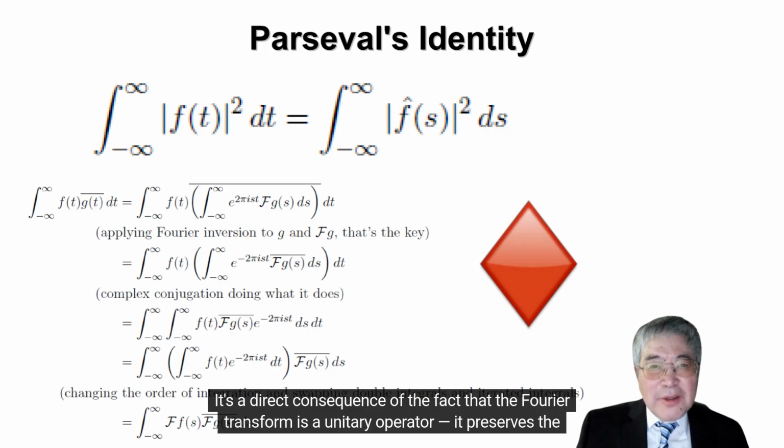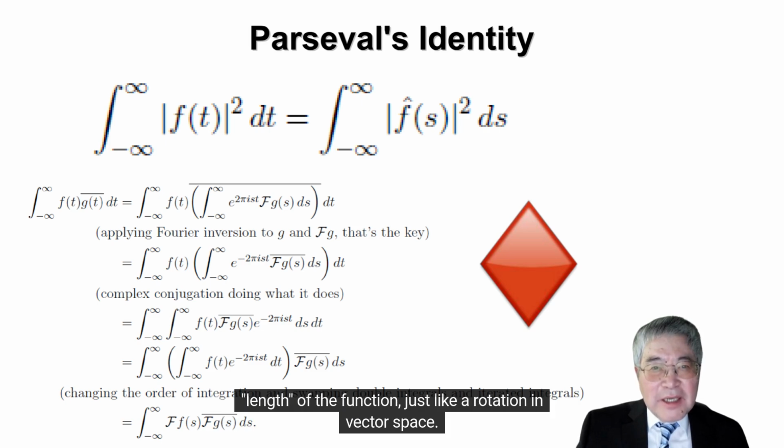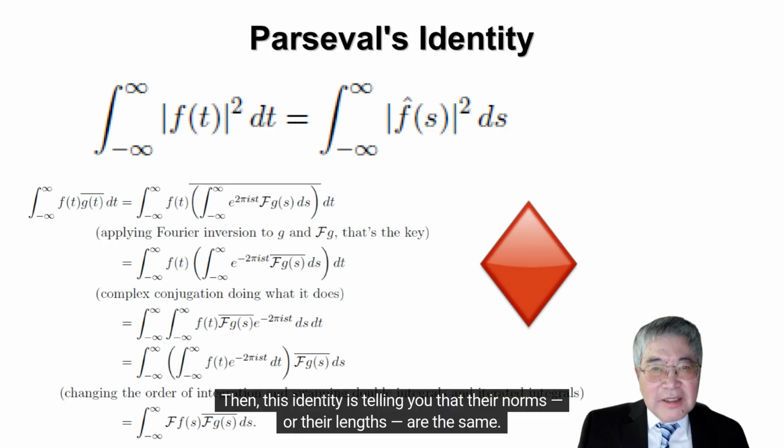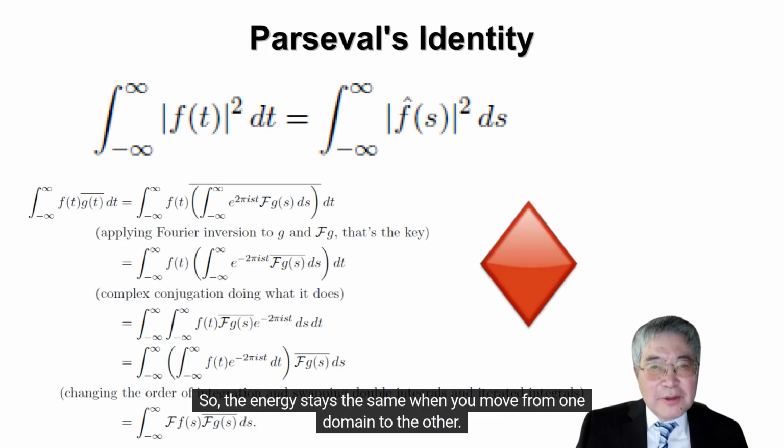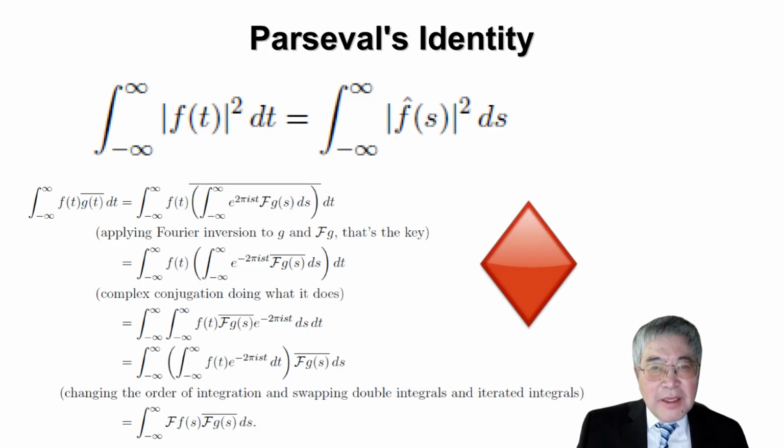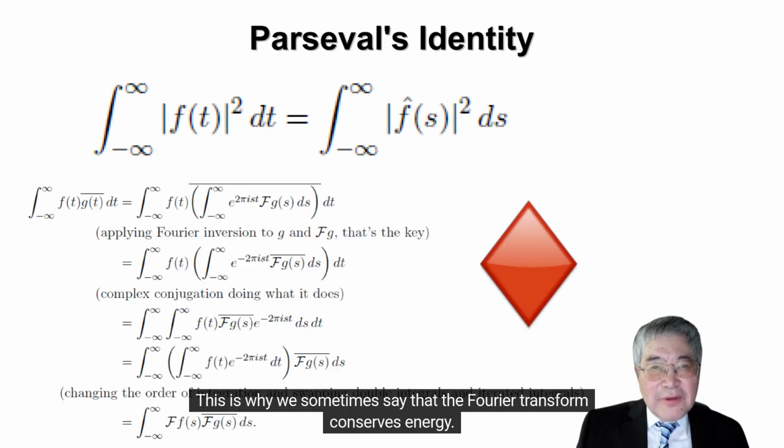It's a direct consequence of the fact that the Fourier transform is a unitary operator. It preserves the length of the function, just like a rotation in vector space. Think of f of t and f hat of s as infinite dimensional vectors. Then this identity is telling you that their norms, or their lengths, are the same. So the energy stays the same when you move from one domain to the other. This is why we sometimes say that the Fourier transform conserves energy.